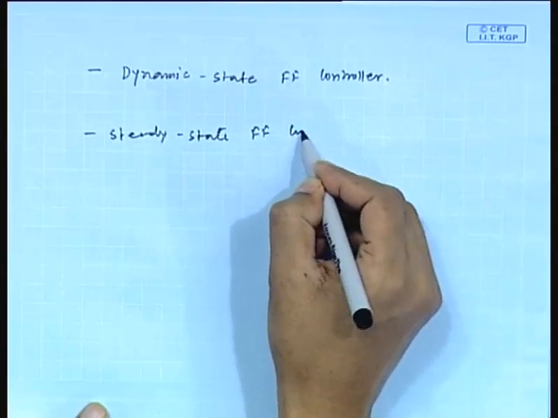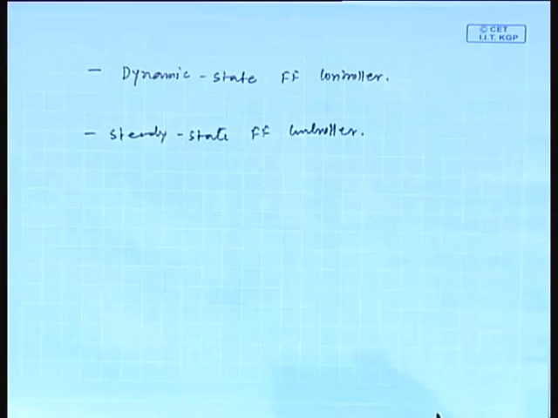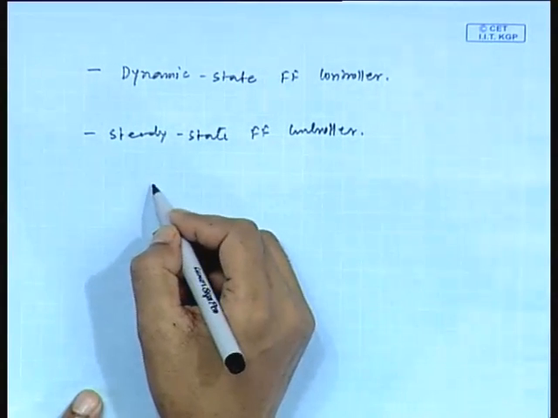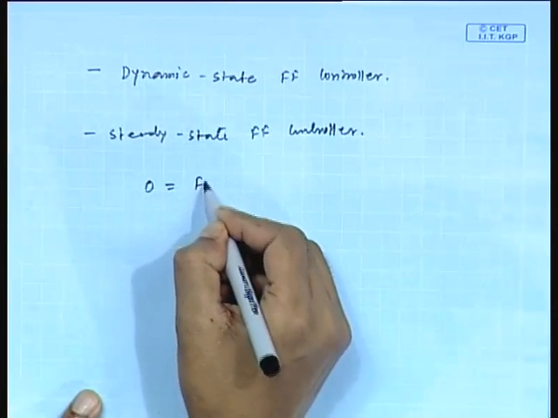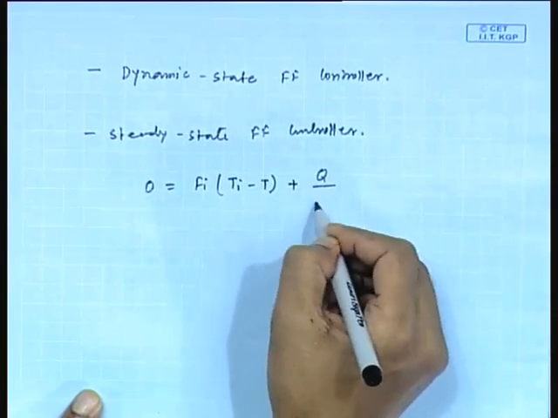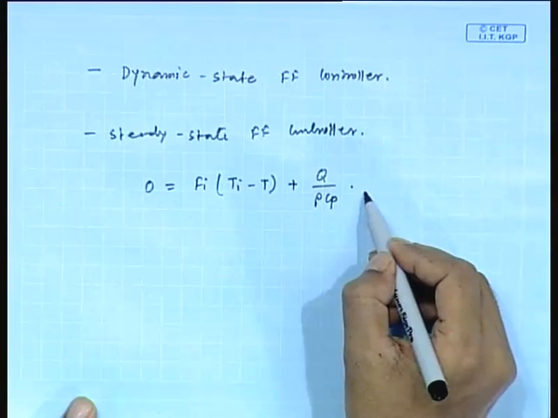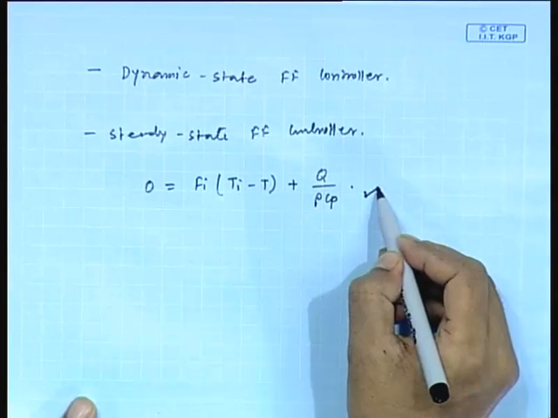Similarly, we can derive the steady state feed forward controller, and for the steady state feed forward controller we write the energy balance as this. We have just considered dT/dt equal to 0. The left hand side of the energy balance equation we considered 0. Then we obtain this steady state equation.